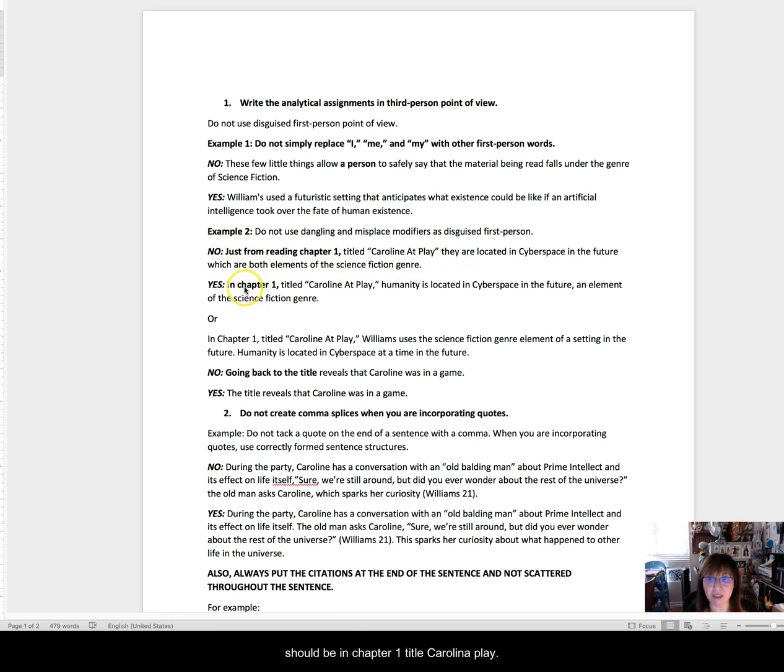But this should be: in chapter 1, titled Carolina Play, humanity is located in cyberspace in the future, an element of the science fiction genre. Or: in chapter 1, titled Carolina Play, Williams uses the science fiction genre element of a setting in the future. Humanity is located in cyberspace at a time in the future. So these are two options of how to fix this one. Notice that in some spots science fiction is capitalized as a proper noun. It really isn't a proper noun, so these were just mistakes in students' work. Okay, going on.